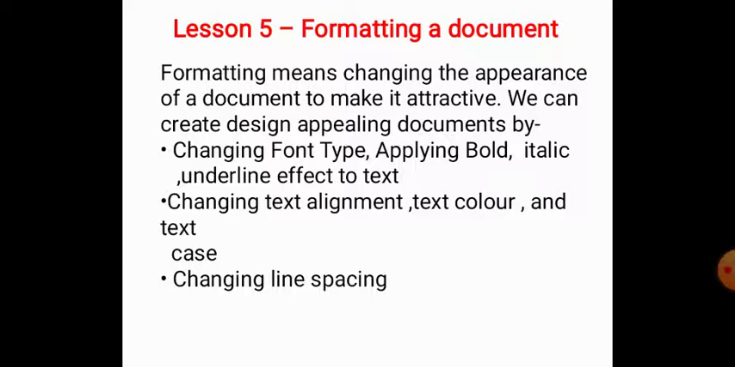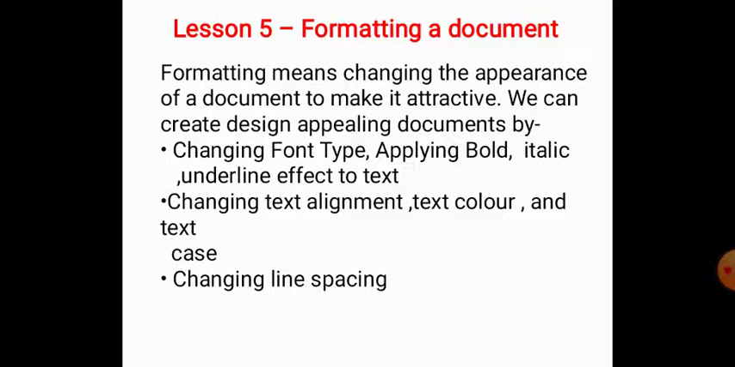There are four types of alignment options that we can apply to our paragraph: left, right, center and justify. We also use text color. We can use different text colors for the heading, subheadings and paragraph. There are various text case options available like lowercase, uppercase, sentence case, toggle case.